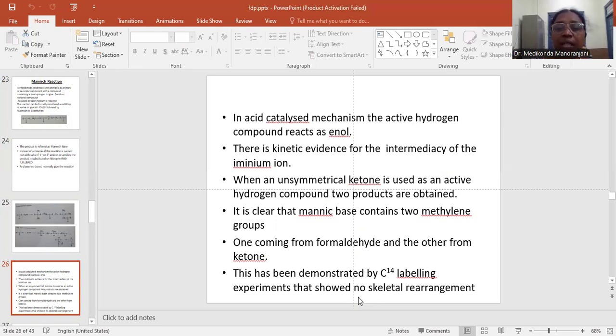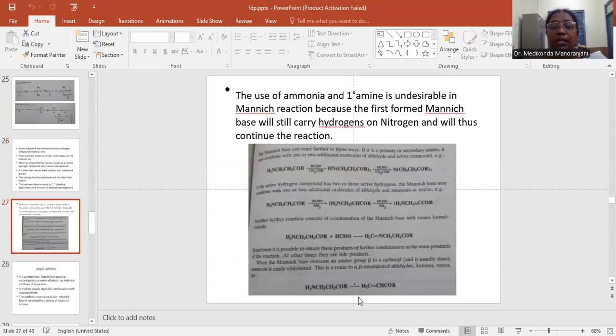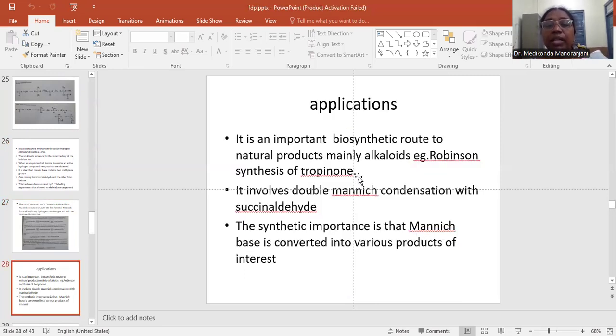When an unsymmetrical ketone is used as the active hydrogen compound, two products are obtained. It is clear that Mannich base contains two methylene groups, one coming from formaldehyde and the other coming from the ketone. This has been demonstrated by C14 labeling experiments that showed no skeletal rearrangements. The use of ammonia and primary amine is undesirable in the Mannich reaction because the first formed Mannich base will still carry hydrogens on nitrogen and will thus continue the reaction.